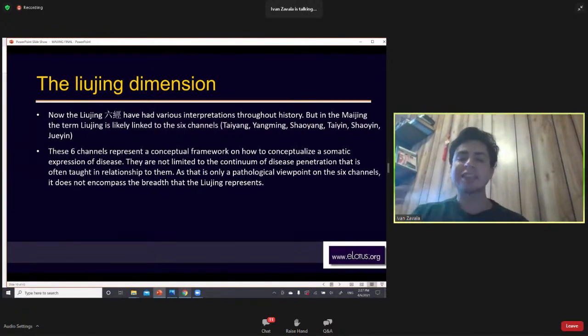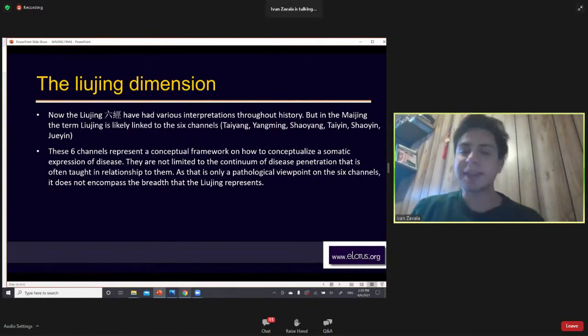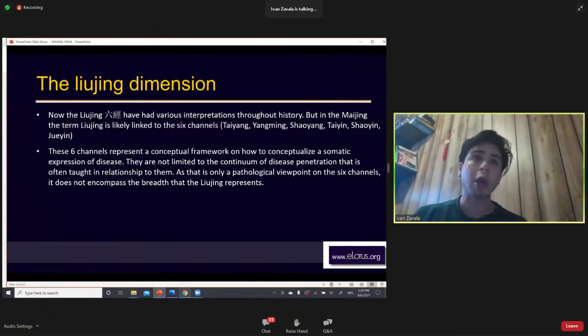How the body is going to express the physiology of disease. They are not limited to the continuum of disease penetration that is often taught in relationship to them, right? We often learn or conceptualize the Liujing in a limited way, right? We only learn, okay, you get cold damage, then it goes into Yangming. First it starts at Taiyang, then it goes to Yangming, then Shaoyang, although some I disagree with that, right? Some say Taiyang, then Shaoyang, then Yangming, right? But the ordinary is Taiyang, Yangming, Shaoyang.